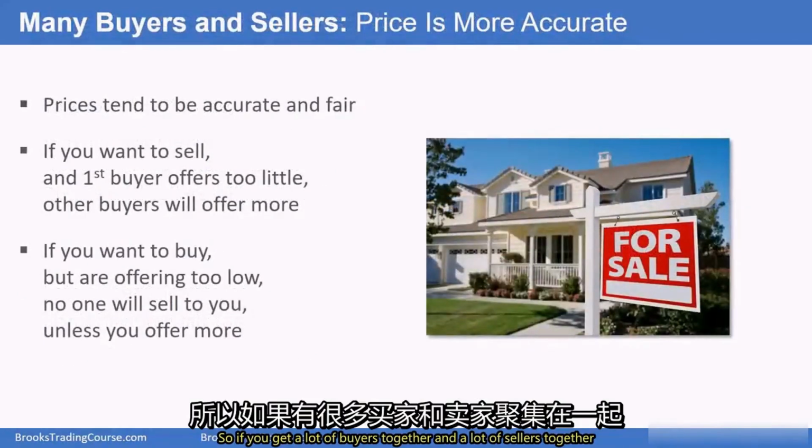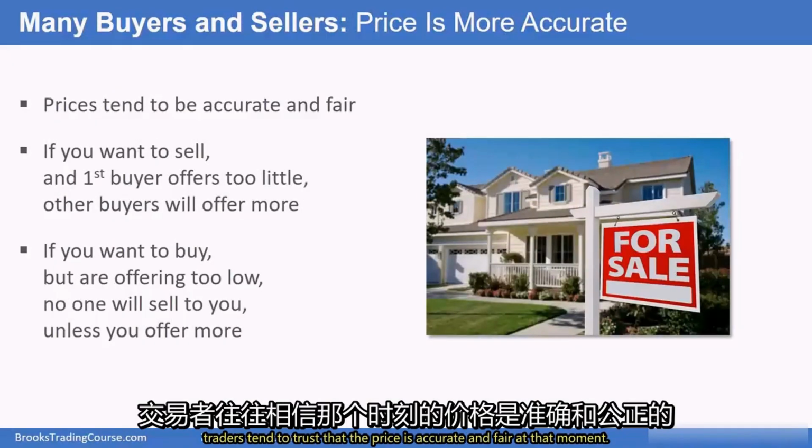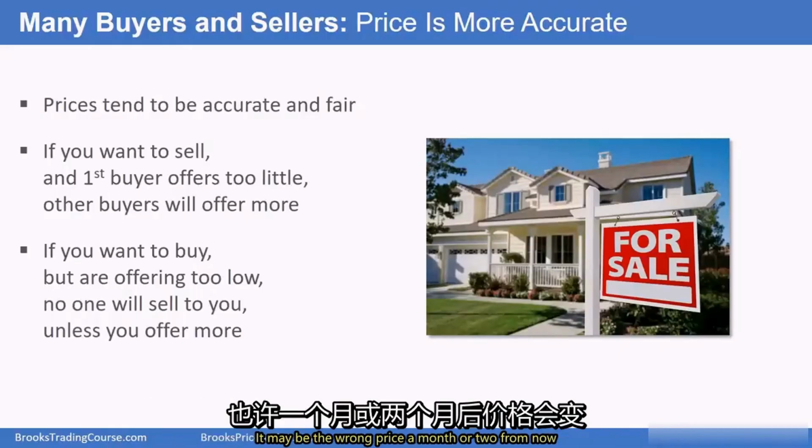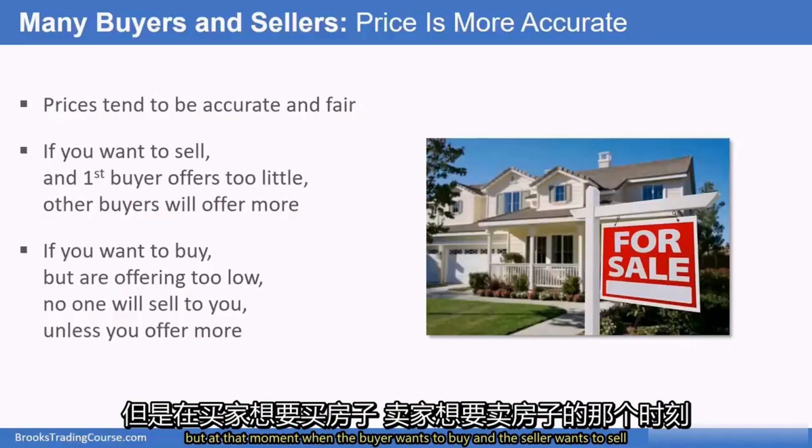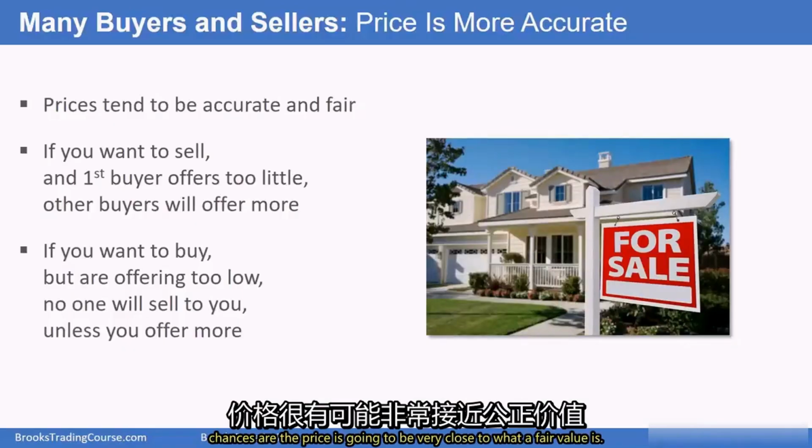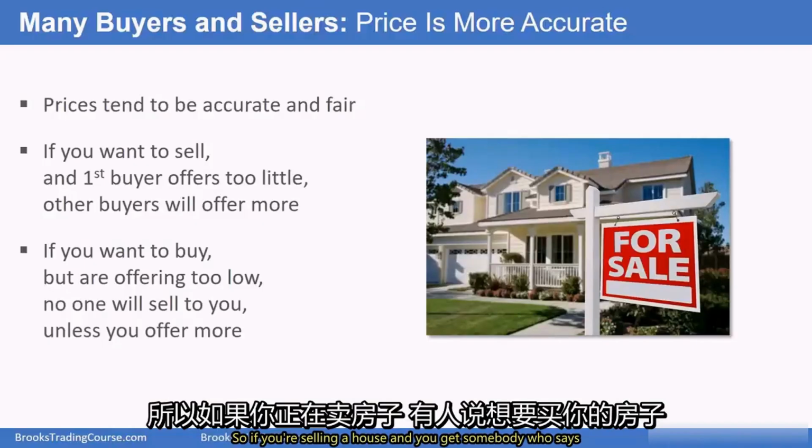So if you get a lot of buyers together and a lot of sellers together, traders tend to trust that the price is accurate and fair at that moment. There may be the wrong price a month or two from now, but at that moment, when the buyer wants to buy and the seller wants to sell, if there are a lot of buyers and sellers, chances are the price is going to be very close to what a fair value is.